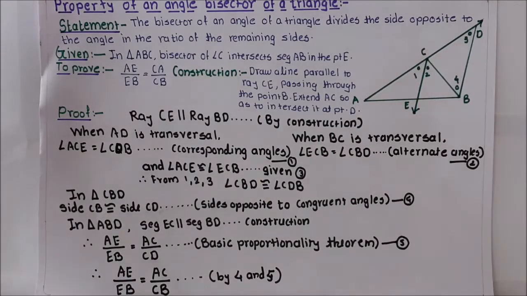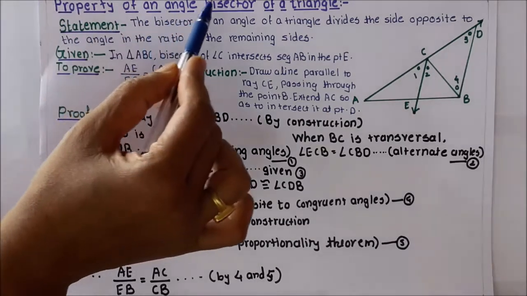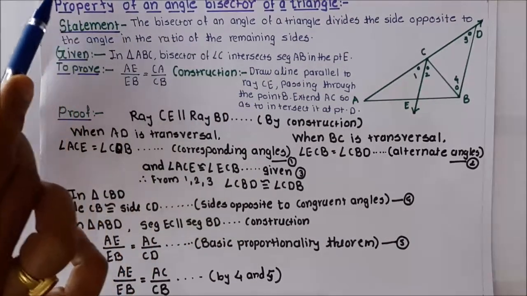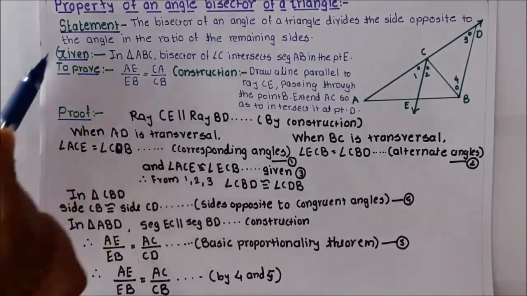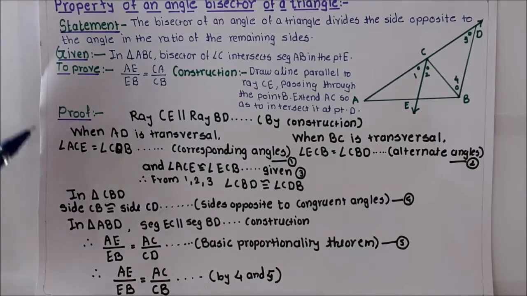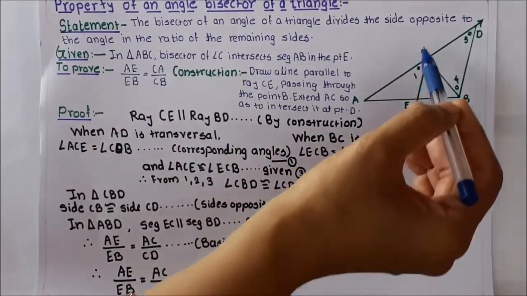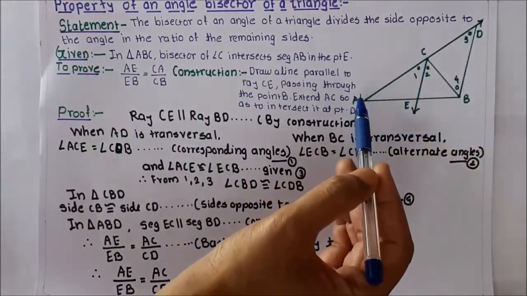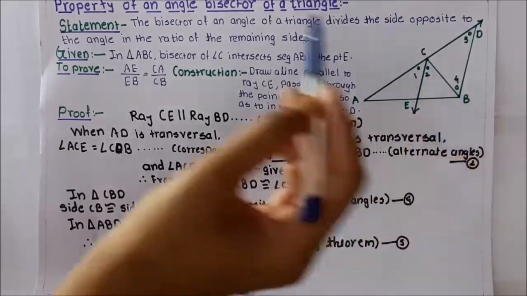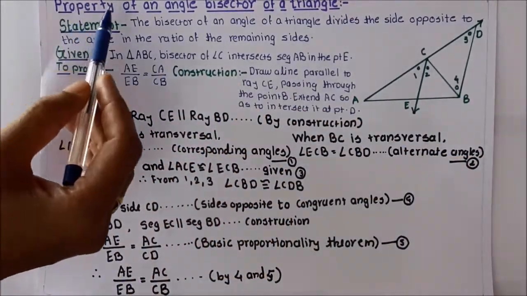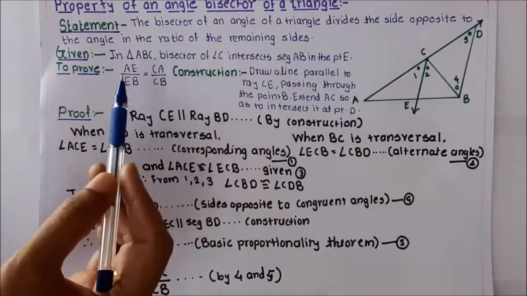Okay students, today we are going to see the property of an angle bisector of a triangle. Before that, we will recall the definition of angle bisector. Angle bisector is a ray passing through the vertex of the angle which divides that angle into two equal halves. Here you can see this ray CE is an angle bisector of this angle ACB. Now we will read the statement of the property of an angle bisector of a triangle.